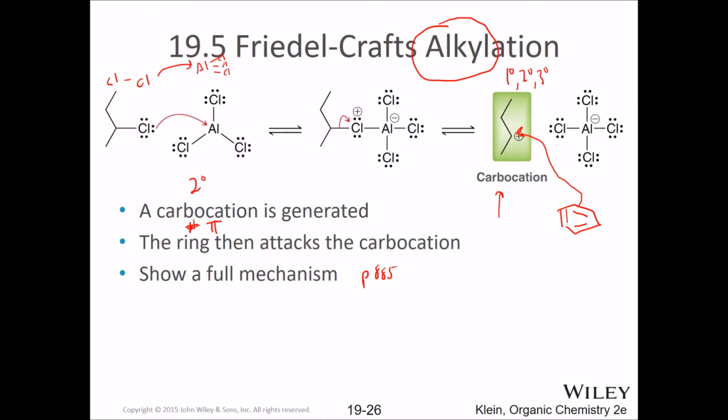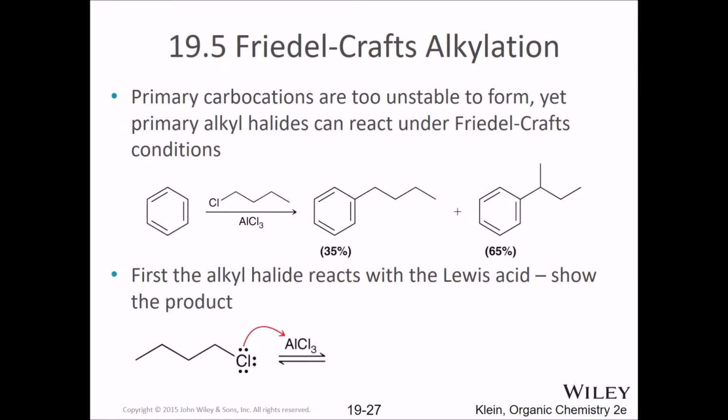Okay, I'm not going to draw the mechanism out here. It's on page 885. Primary carbocations are too unstable to form. That's no surprise to you. Primary carbocations are too unstable, and so something else happens. This will work, but it's not a good synthetic technique because 65% of it goes like this. How? Why?